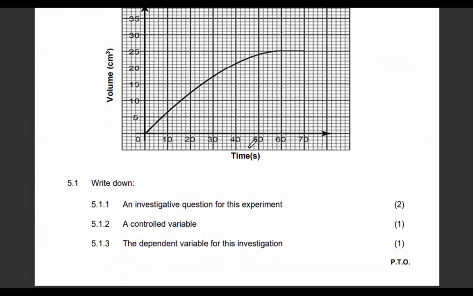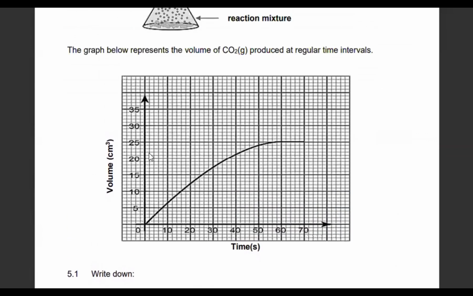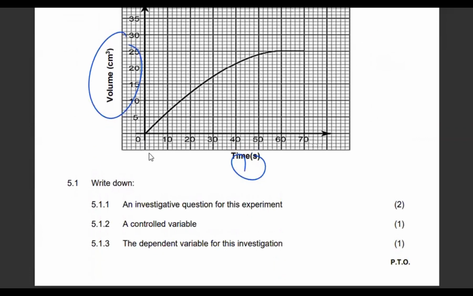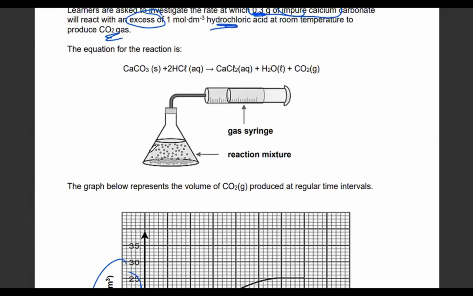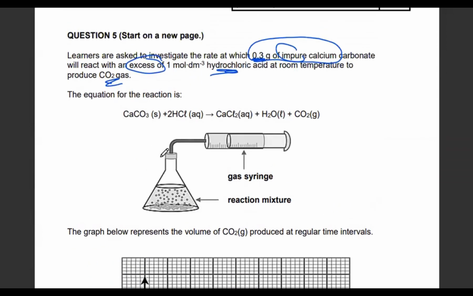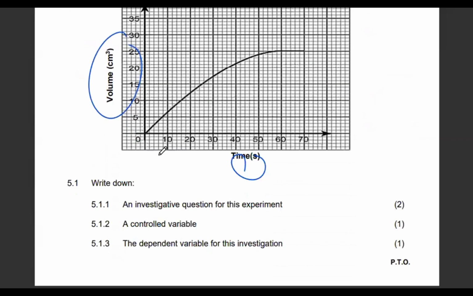If you look at it, you have the volume here and the time this side. So the first question is the investigative question for this reaction. What are we trying to investigate? We want to see the rate at which this is forming versus the concentration. So you can say, what is the relationship between the concentration and the rate of this reaction? It's an investigative question, so don't forget to end with a question mark. You are trying to find out what it is.